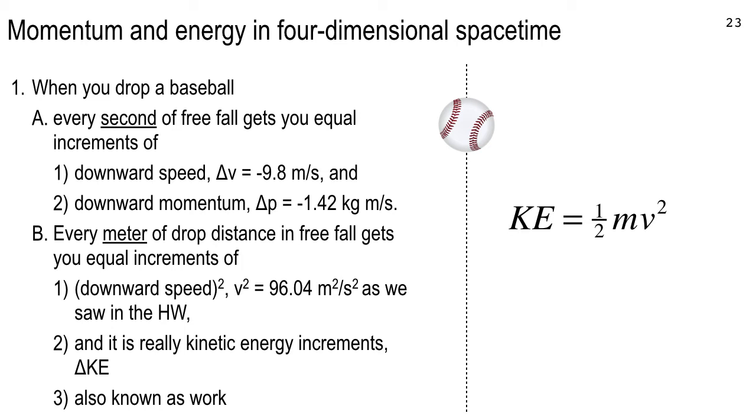And when you drop a baseball, if you divide up the path second by second, like with a strobe photo, you take one flash of the strobe every 1/10 of a second, or every 100th of a second, or every half of a second, or whatever you set the strobe to, you'll get the same increment of downward speed for every flash of the strobe. So if your strobe flashes once per second, you'll see an additional 9.8 meters per second negative for each new flash. Similarly, you'll see delta P decrease, more and more negative, negative 1.42 kilogram meters per second for every second of free fall. And that's for a regulation size baseball, 145 grams.